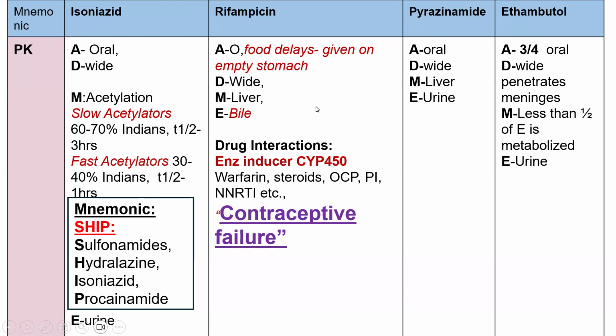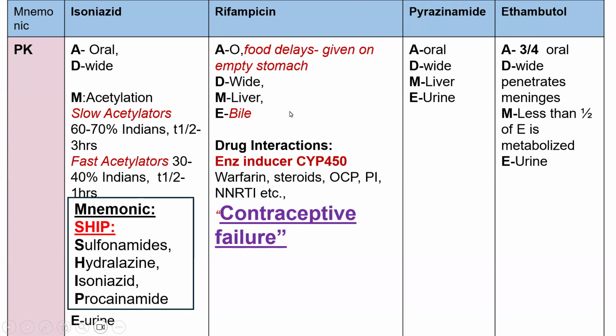And rifampicin, twice they have asked why we should not combine rifampicin, included in the first line ATT drugs, with contraceptives. Because rifampicin is an enzyme inducer of CYP450. If you give it along with oral contraceptive pills, there may be contraceptive failure. This clinical question was asked as a part of an essay question. These are the important points for isoniazid and rifampicin.